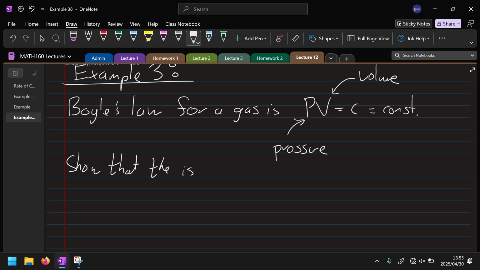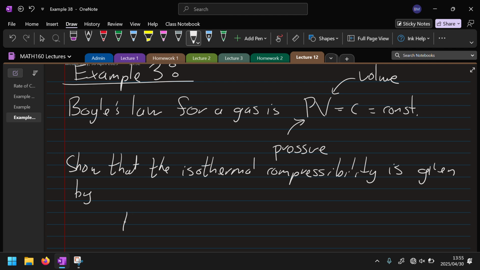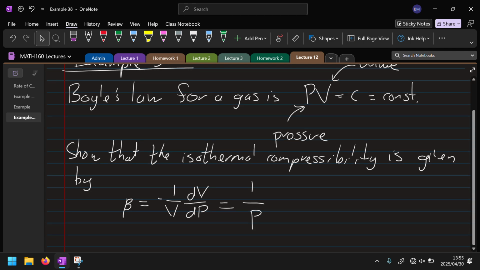The isothermal compressibility is given by beta. So we had that in the list of applications. So minus 1 over V dV by dP. And we want to show that this is equal to 1 over P. Again, P, that's the pressure. V, that's the volume. Okay, so how do we go about doing that?